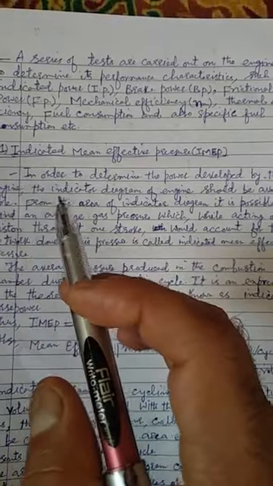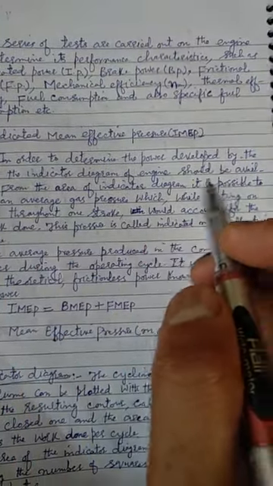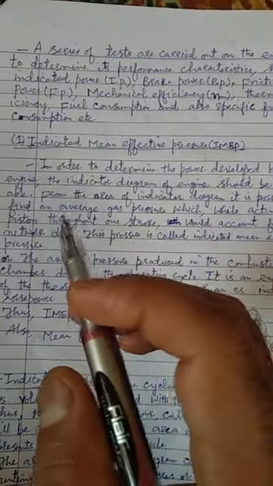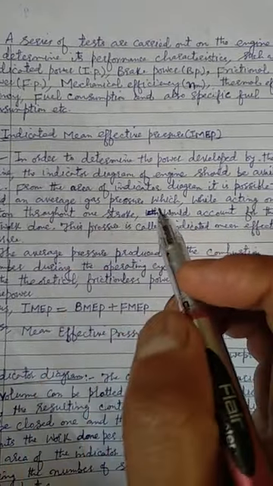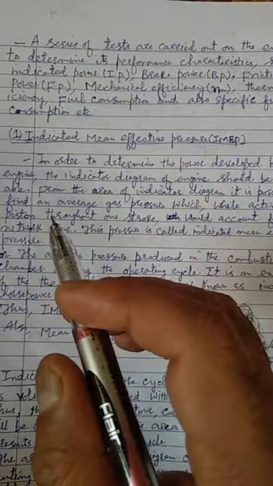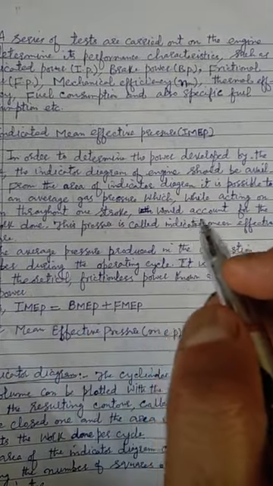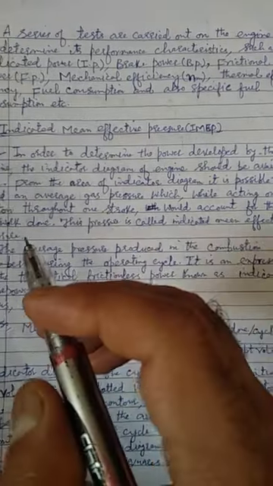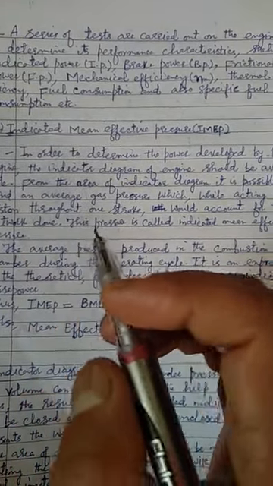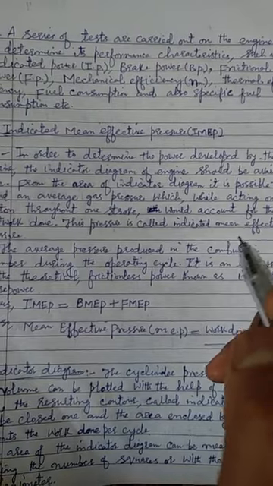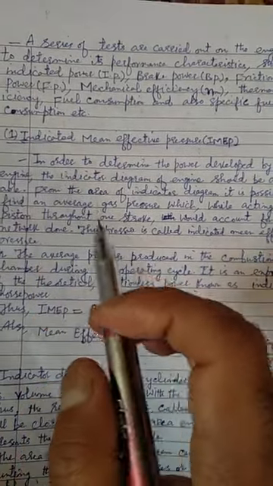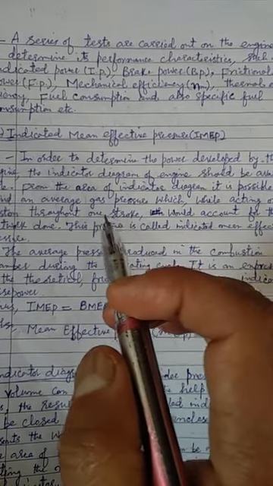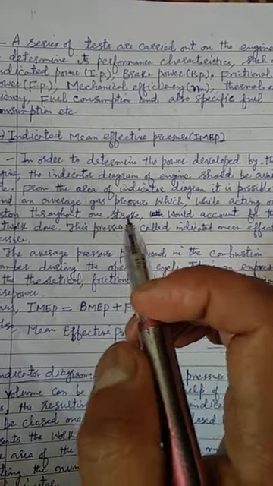I will dictate it again here. In order to determine the power developed by the engine, the indicated diagram of the engine should be available. From the area of the indicated diagram, it is possible to find an average gas pressure which, while acting on the piston throughout one stroke, would account for the network done. This pressure is called the indicated mean effective pressure. So this is the full process showing what the indicated mean effective pressure actually is.